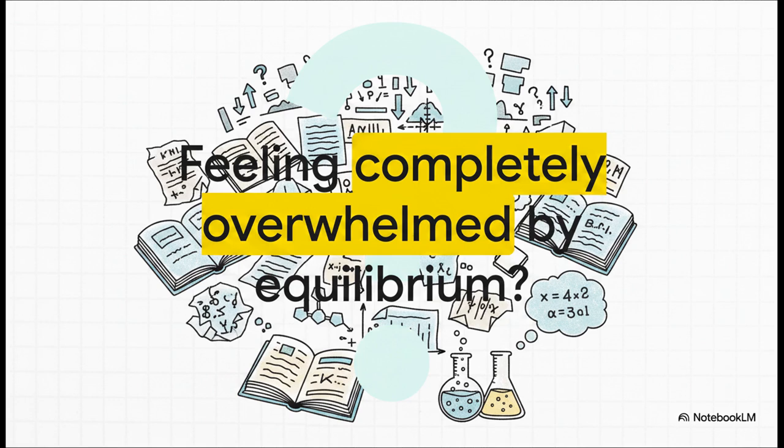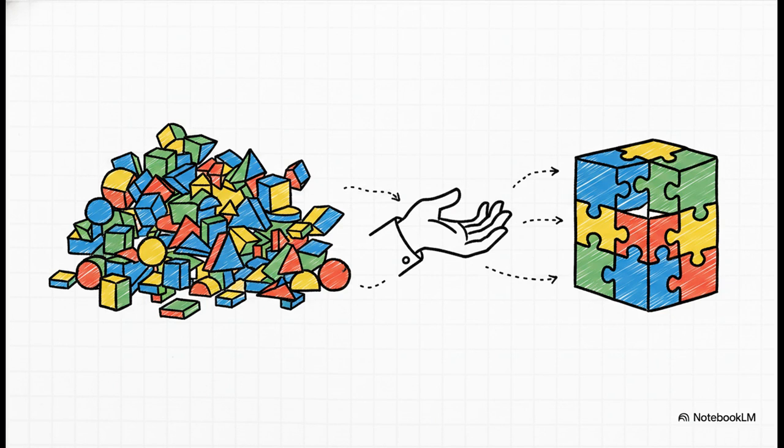Chemical equilibrium is notorious for being an intimidating topic. It is packed with abstract concepts, constantly shifting variables, and, yeah, some complex math. So it's completely valid to feel frustrated when you're looking at it for the first time. But hey, here is the really good news. Don't worry, we're going to master this together.